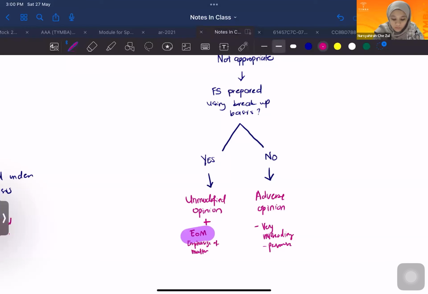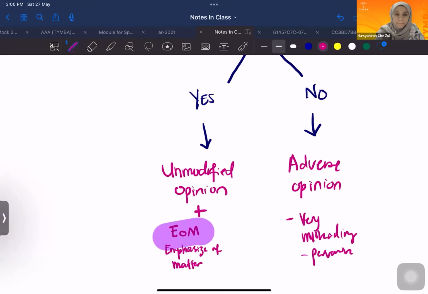Okay, so left side, if FS prepared using breakup basis, when the company is no longer going concern, auditor is going to issue unmodified opinion. Because client has done correctly, right? Yeah. Okay, and then this is something that auditor would like to communicate to the user in saying that this company is no longer going concern, which is why this company is using breakup basis to present their financial statement. So client has done correctly. It's just a matter of auditor would like to communicate to the user because this matter is fundamental to the user understanding. Okay, so that's why we include EOM.